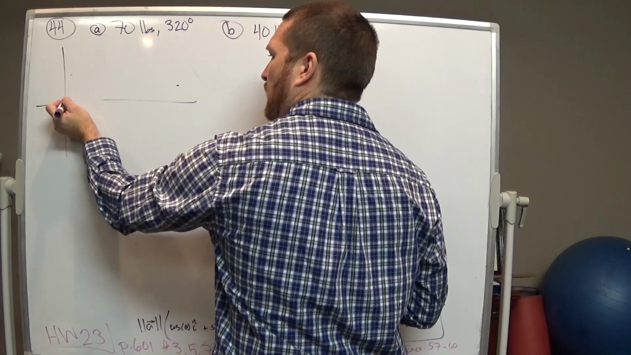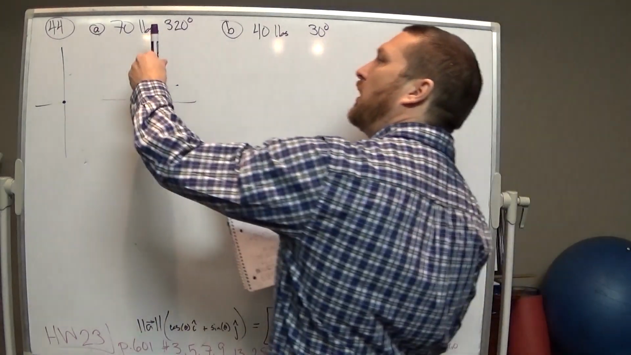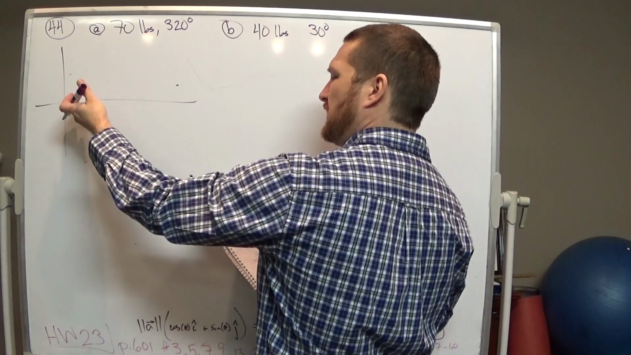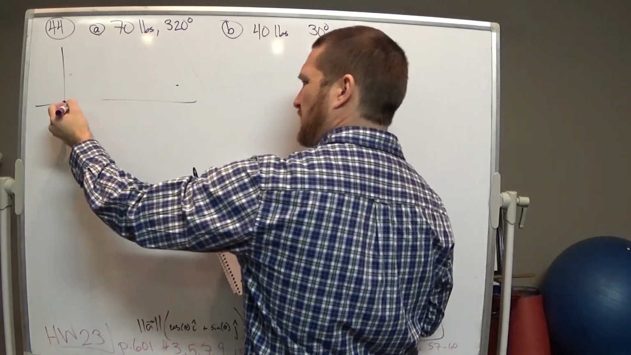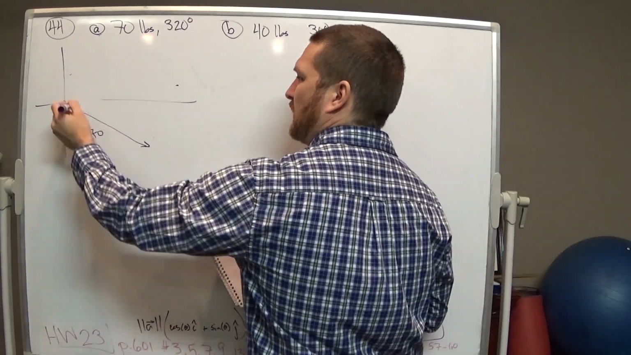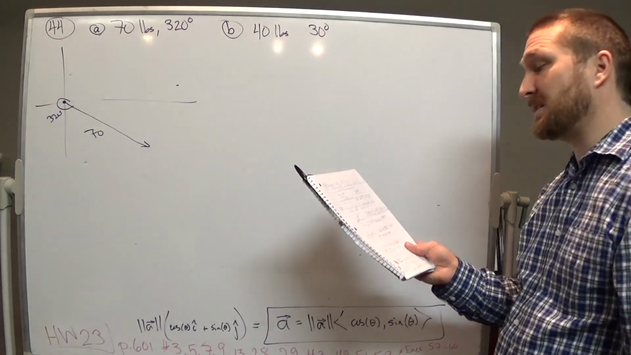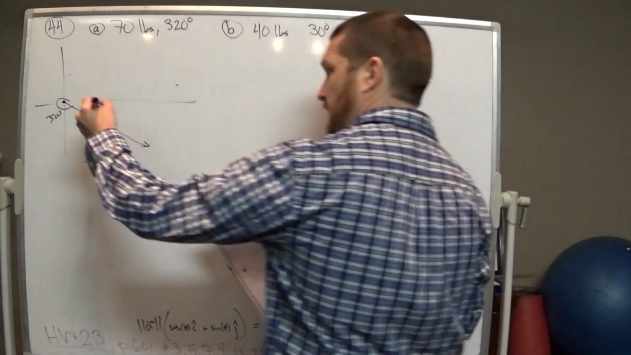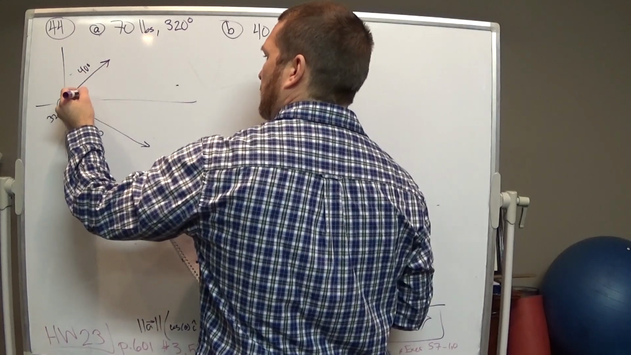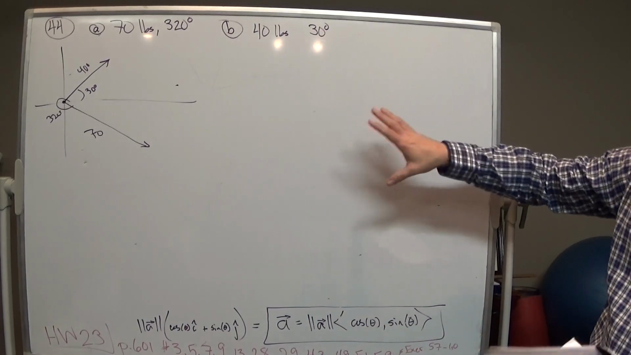Two forces are acting at one point. Here's that one point that they're acting on. One of them is 70 pounds at 320 degrees, and 320 is in the fourth quadrant. Yep, it's down here somewhere. I'm gonna draw it 70 units long. And so there's 320 right there. The other one is not as long. It's 40 pounds, and it's at 30 degrees right there.